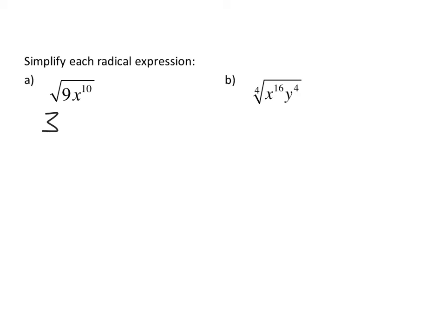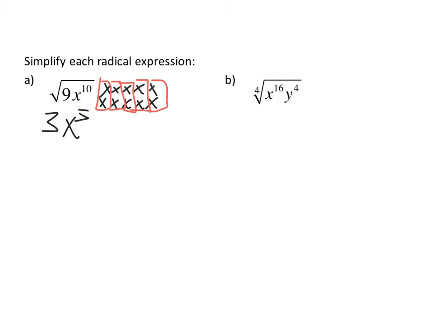Now, we have to look at our x's. So we have 10 x's, and we're looking for groups of 2. So I'm going to go ahead and write 10 x's out. You can pause it if you need to write all those 10 x's out. But if we're looking for groups of 2, well, we have 1 group of 2, 2, 3, 4, 5. So I have 5 groups of x's. So I'm going to actually have x to the 5th.